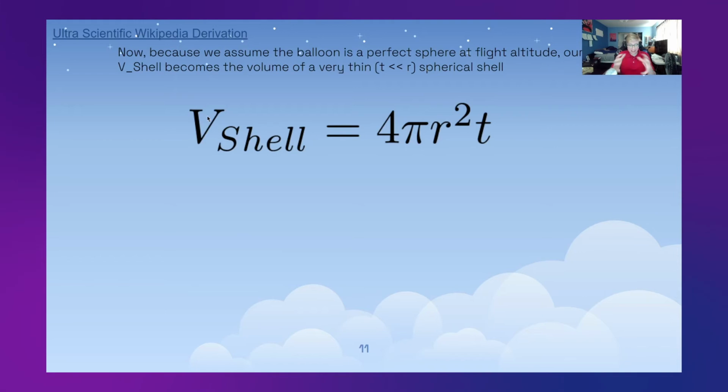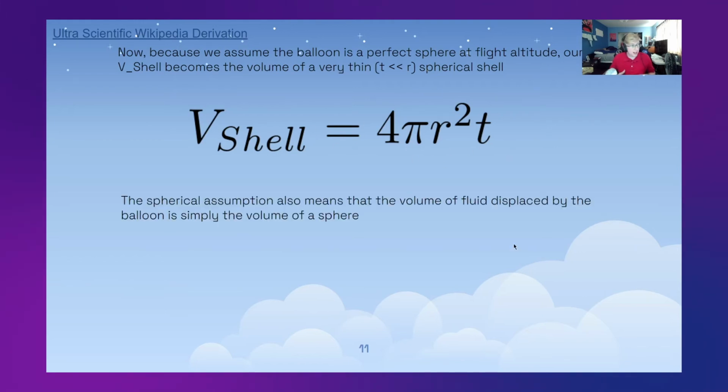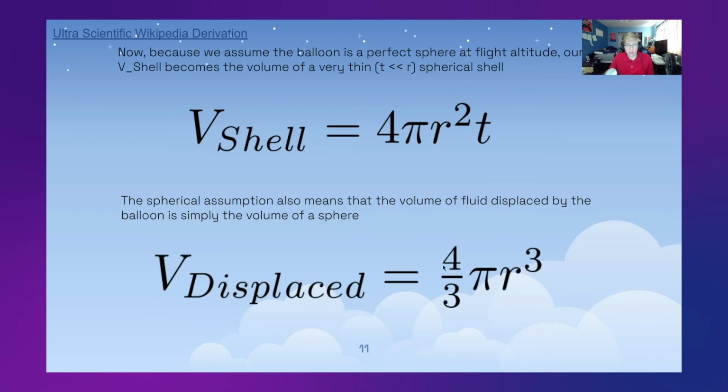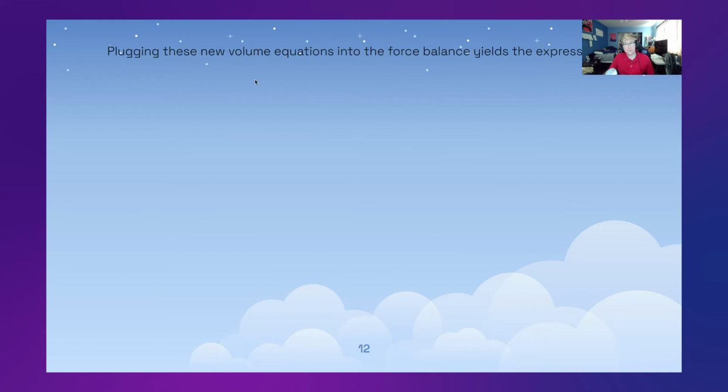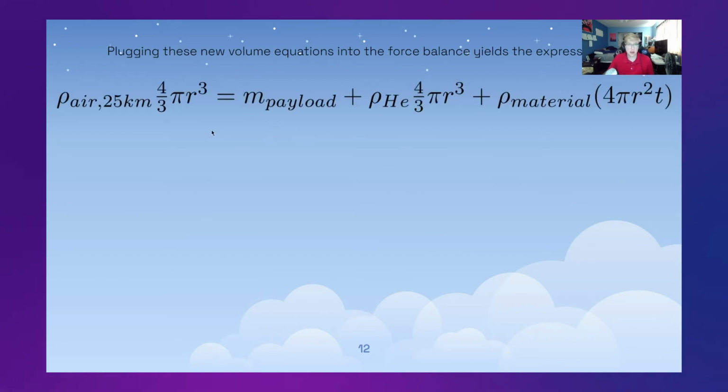The volume of the skin is equal to this expression. Because we assume it to be a sphere as well, we can just say that the volume of fluid displaced by the balloon is the volume of a sphere with the radius of the balloon. I should mention quickly that this is also the radius of the balloon. This is the thickness of the balloon wall. Plugging these into the equation we had 2 slides ago, we're going to arrive at this expression.